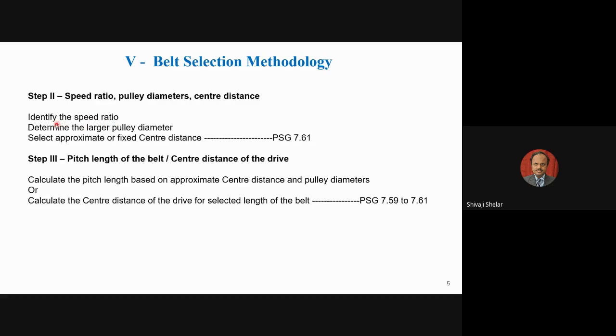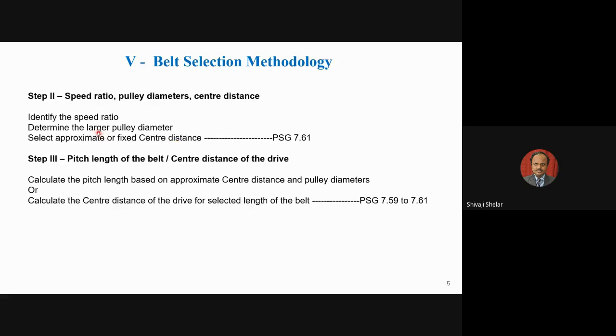So once you identify the speed ratio, sometimes this speed ratio will be given in the problem, or you have to identify an approximate value of the speed ratio. Then based on the speed ratio, you have to determine the larger pulley diameter. The larger pulley diameter also depends upon the center distance. It is not related only to the speed ratio. It is also related to the center distance.